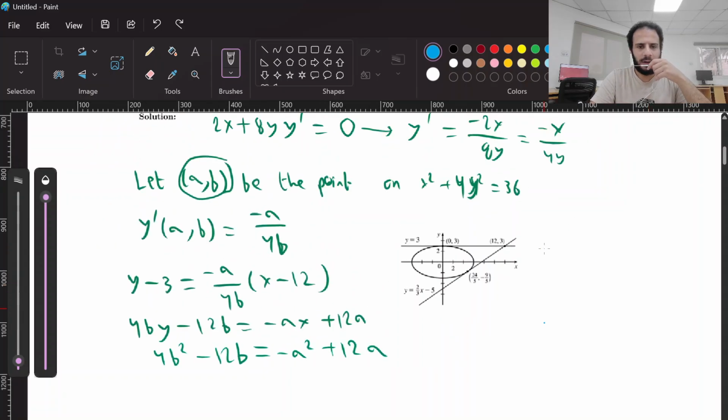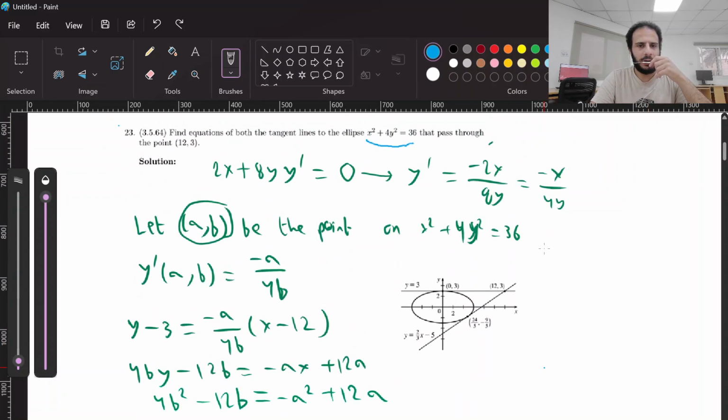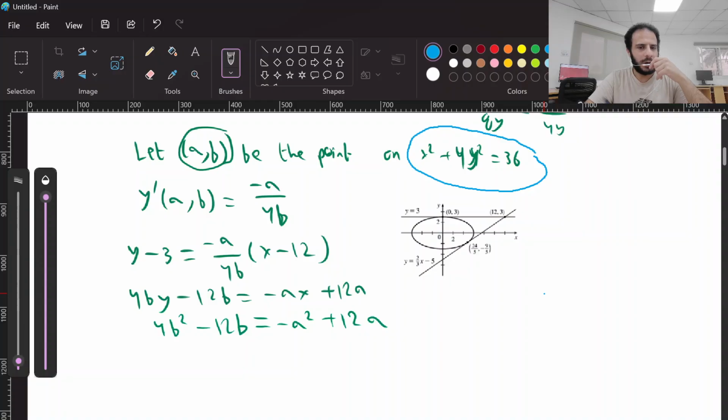Yes, it's working. So now the other equation. Remember, we assumed that (a, b) is a point on the ellipse, right? So we can substitute it here. We get a squared plus 4b squared equals 36, right? What do we do next?